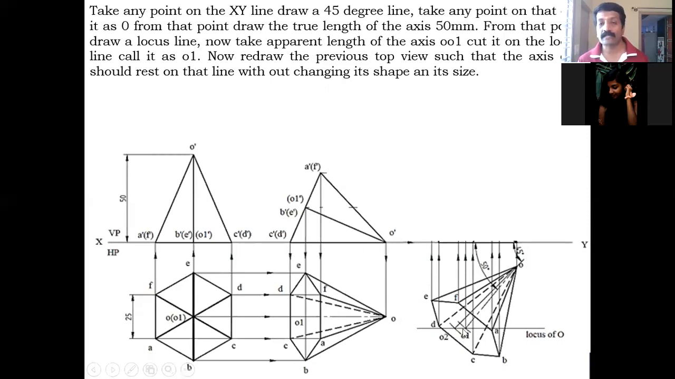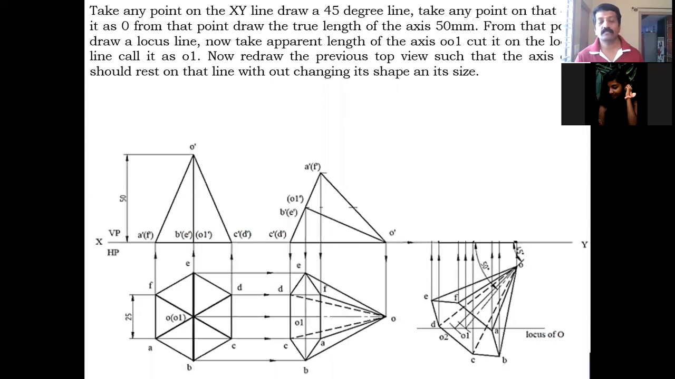Now you join this axis O2 O1. If you want, you can extend this till it cuts the XY line. You measure that angle, whatever angle you are getting, that is beta, the apparent inclination. Now after getting this O and O1, you have to redraw the apparent shape of the top view such that O2 O1 rests on this O2 O1. Like that, you have to redraw it.